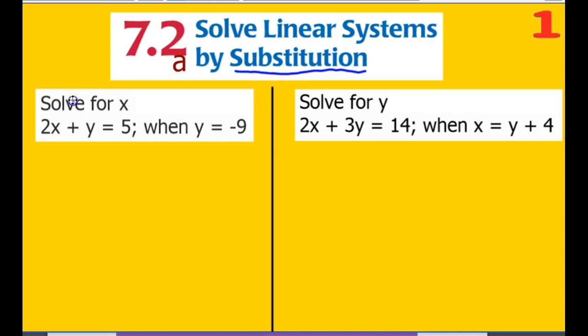So this one says solve for x. 2x plus y equals 5 when y equals negative 9. So what we're going to do is take this negative 9 and place it into our y. So when we replace this y with negative 9, we get 2x plus negative 9 equals 5.